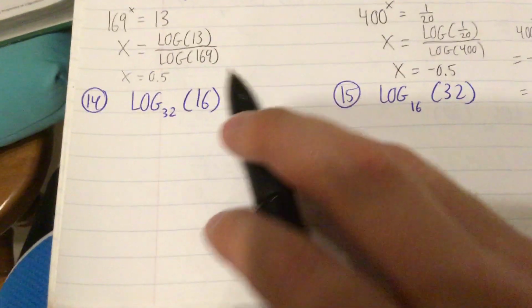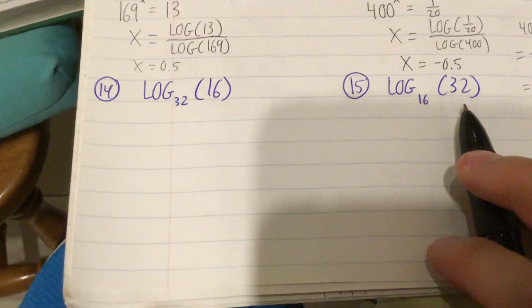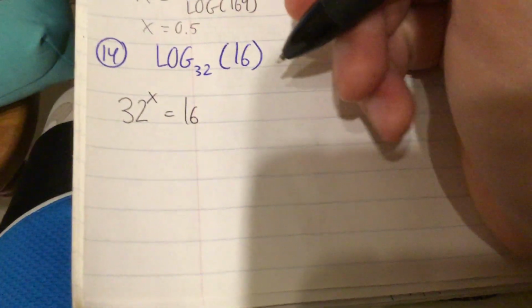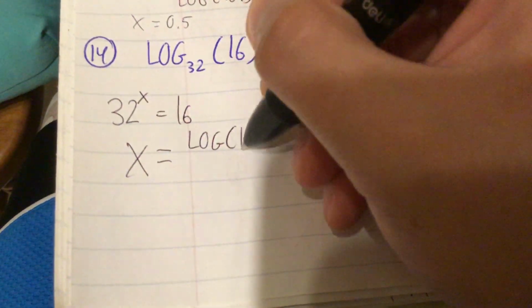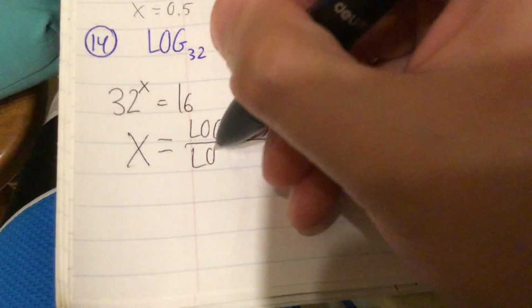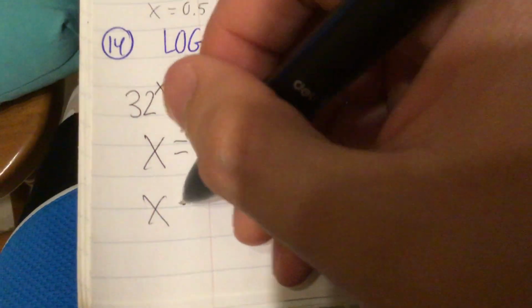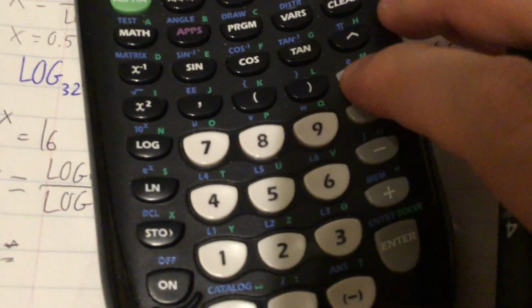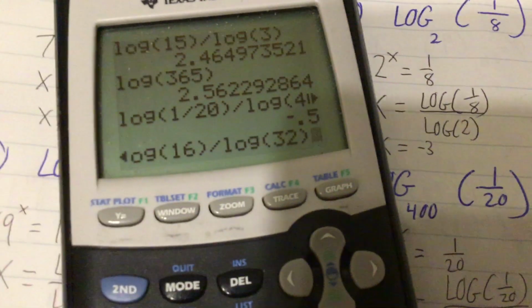So I just wanted to switch them around just to get you guys the relationship between these two. So remember that we've got 32 to some power is 16 because we've got log base 32 of 16. Okay, so now I can do x is equal to the log of 16 divided by the log of 32. And let's see what we get when we do log of 16 divided by the log of 32.